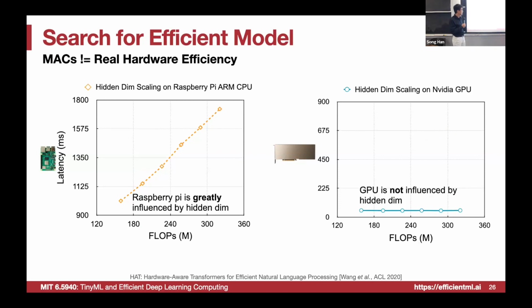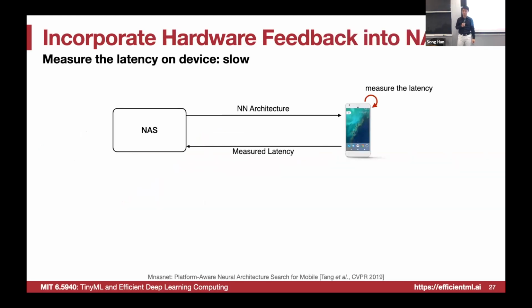This is another example. Although on GPU, the latency is not quite influenced by the hidden dimension. The increase in the hidden dimension doesn't quite change the latency, but Raspberry Pi is very sensitive. Has very limited parallelism. We increase the flops a little bit by increasing the hidden dimension size, the latency drastically immediately increases. So the latency feedback becomes super crucial. We have talked about the accuracy measurement, the accuracy feedback. What about the latency feedback?